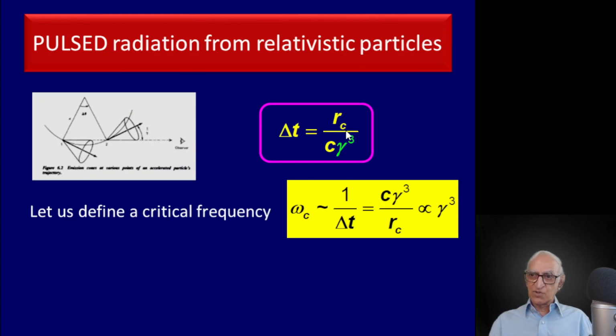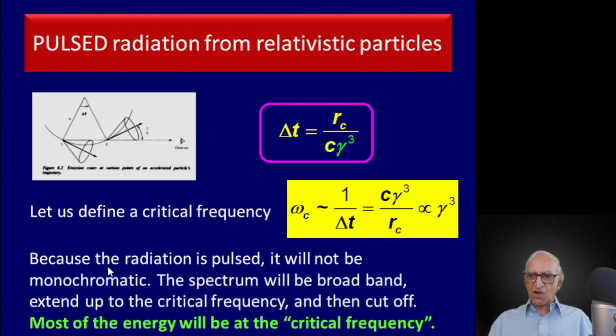If the charge is moving at the speed of light, R_c by c is essentially the time taken, and the inverse will essentially be the frequency of radiation, or omega, the angular frequency of radiation. So what we are saying is that because the radiation is pulsed, it will not be monochromatic either.